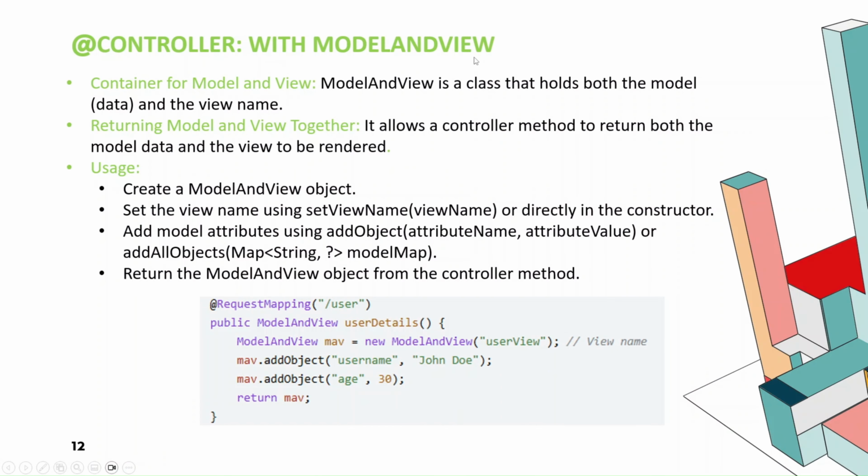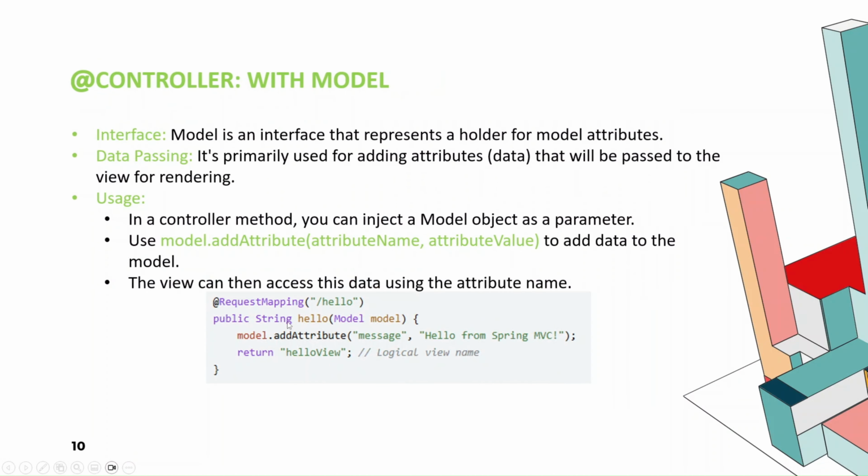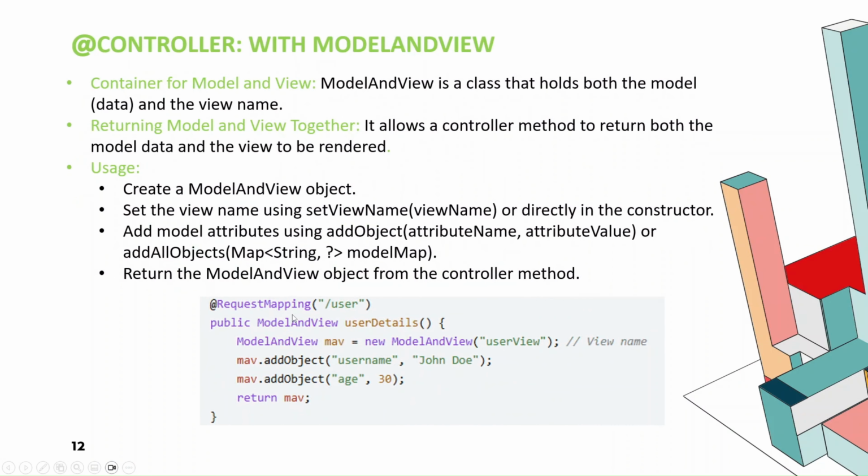Let's use ModelAndView. Basically, it's a class, and by using this we can have the attributes and display the content in the HTML. If you look at ModelMap, we return a string. With Model, we return a string. But here, we return ModelAndView, and we're going to specify the template name here.